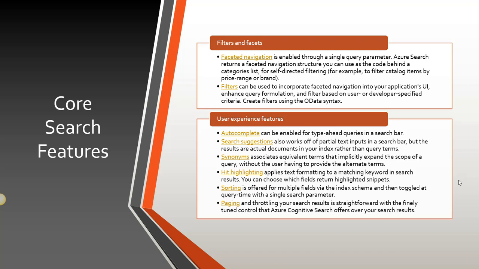User experience features: autocomplete, search suggestions, synonyms, hit highlighting, sorting, and paging. I think they are very self-explanatory, except hit highlighting, probably. Hit highlighting means whatever you type in the search box can be highlighted in the results so that you can easily find it. Autocomplete and search suggestion, I guess you already know it, is when you type on Google and Google already knows what you want to find.